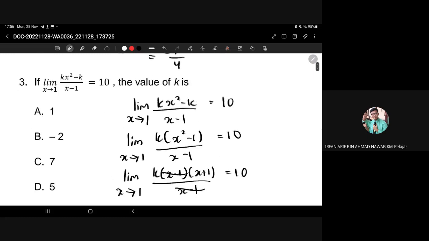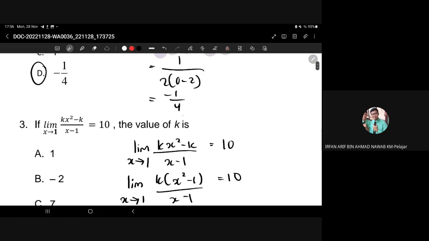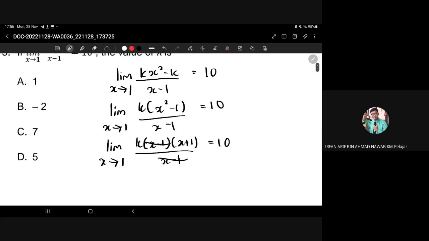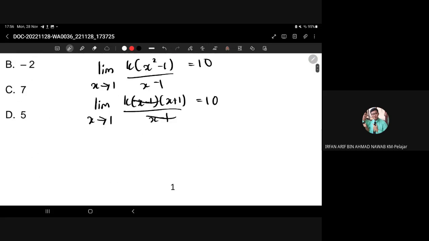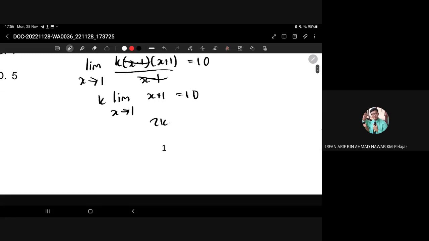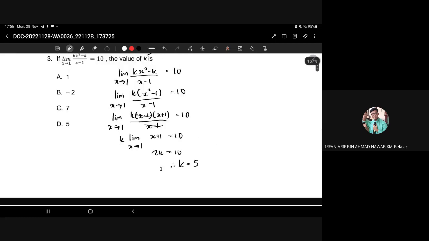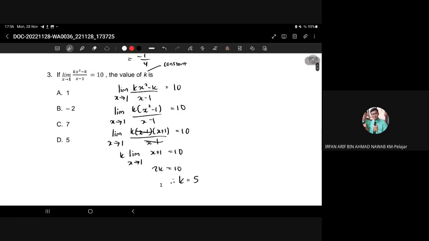So assuming that this question says that k is a constant, we know that k is constant. So remember your limit laws, where you could bring out your constant outside from the limit. So you could write down as this: k limit x approaches 1, x plus 1 is equal to 10. Then you could just direct substitute. You get 2k is equal to 10. Therefore, k is 5. So that is your answer lah, Dadu.